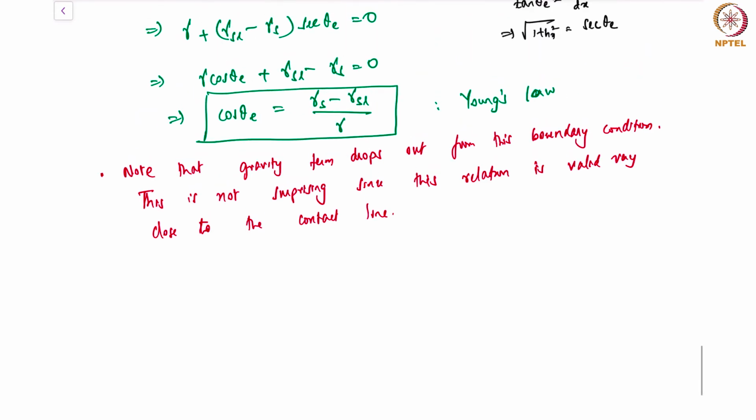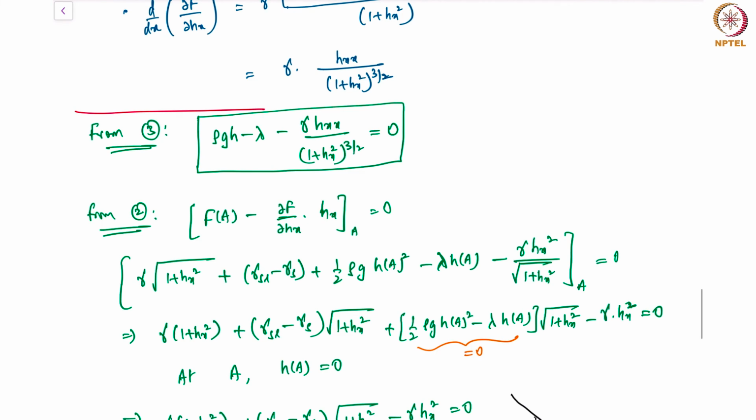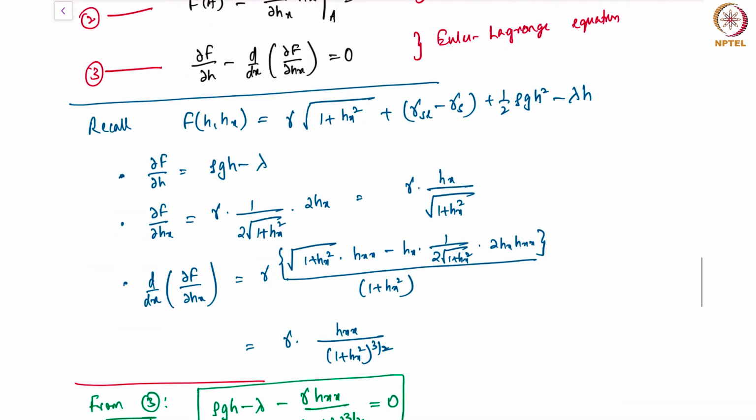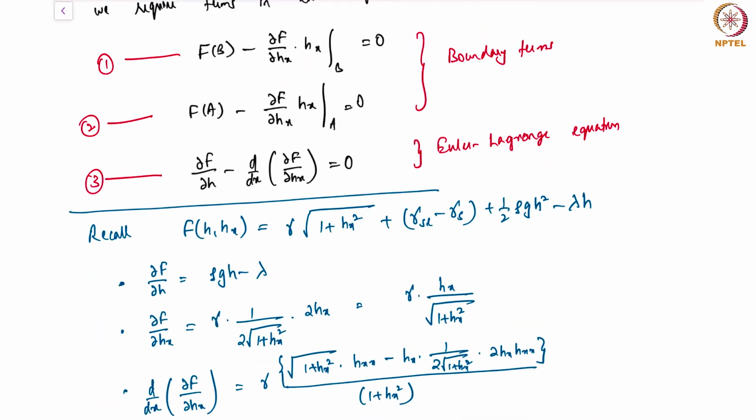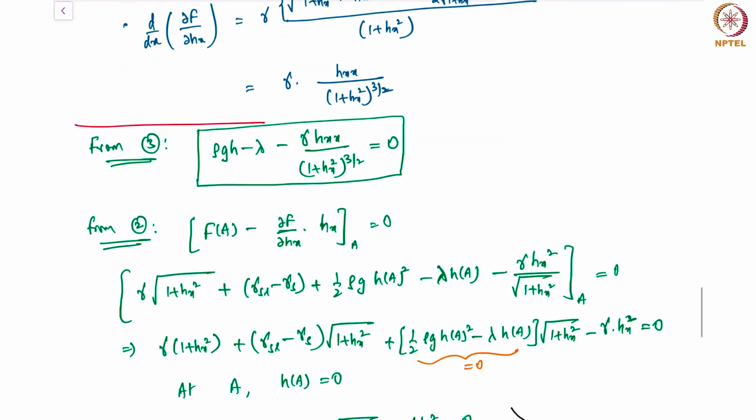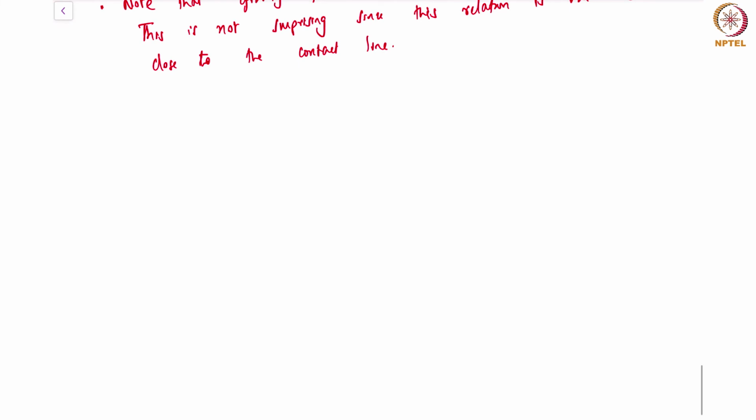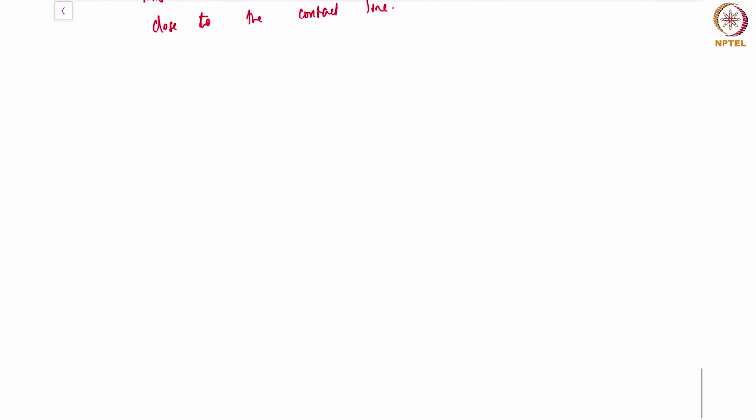We can do the same thing on the other side as well, for the other boundary condition, that is equation 1. But I will leave it to you to try and do this yourself. And therefore, what we have now is basically the Young's law.